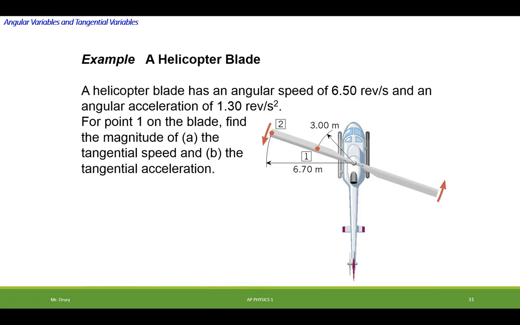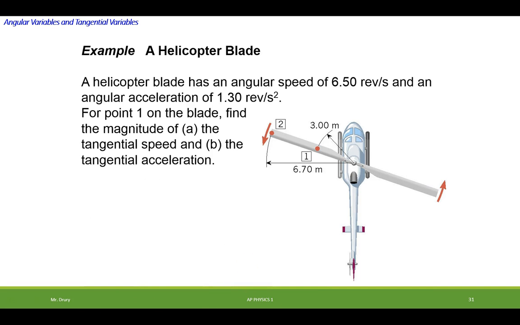Okay. Let's try an example of this. A helicopter blade has an angular speed of 6.5 revolutions per second and an angular acceleration of 1.3 revolutions per second squared. For point 1 on the blade, which is 3 meters out, we would like to find the magnitude of the tangential speed, like how fast it would go off on a tangent, and the tangential acceleration, how fast that linear speed is increasing or decreasing.